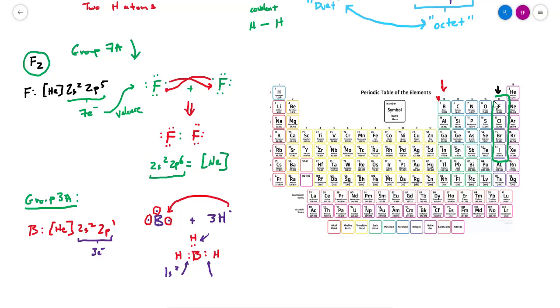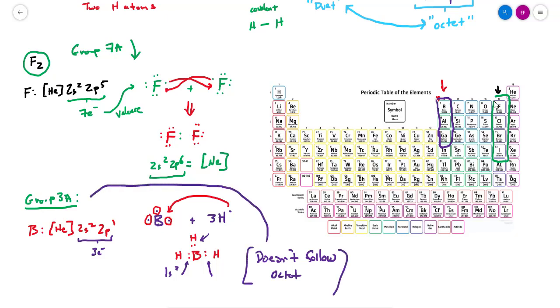Boron, in this case, only has 6 electrons associated with it instead of the 8. And so group 3A is this exception that doesn't follow the octet rule. So anything in that group 3A, because it's only got those 3 valence electrons, it's sort of in this middle ground. It can't form that 4th bond, which would give it its full octet. So group 3A exceptions don't follow the octet.